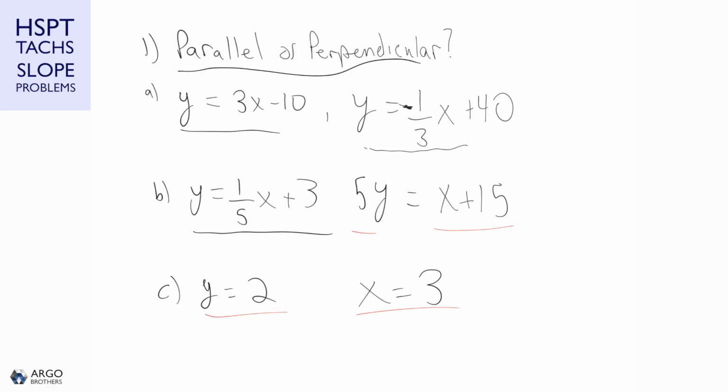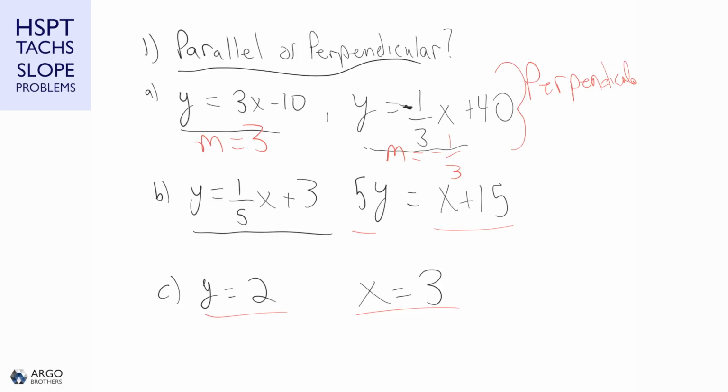Alright, so for part A, we can see that they both have different slopes, but the slope for the first line is 3. The slope for the second line is a negative reciprocal of 3, or -1/3. So these lines are perpendicular, and that means that they intersect at a 90-degree angle.